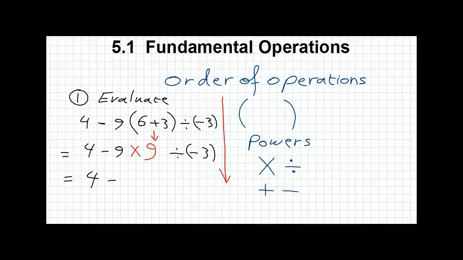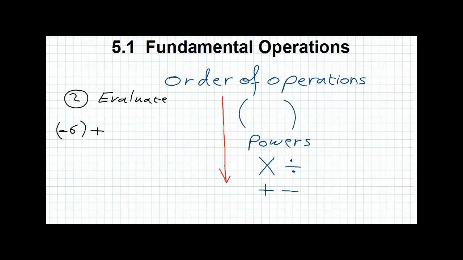So let us do multiplication and division from left to right. So 9 times 9, this gives us 81. 81, if we divide it by -3, this will give us -27. So we have done all of these to have this answer here. Now we can do the final operation, subtracting 4 minus -27, and this gives us +31. Let us do now another example.